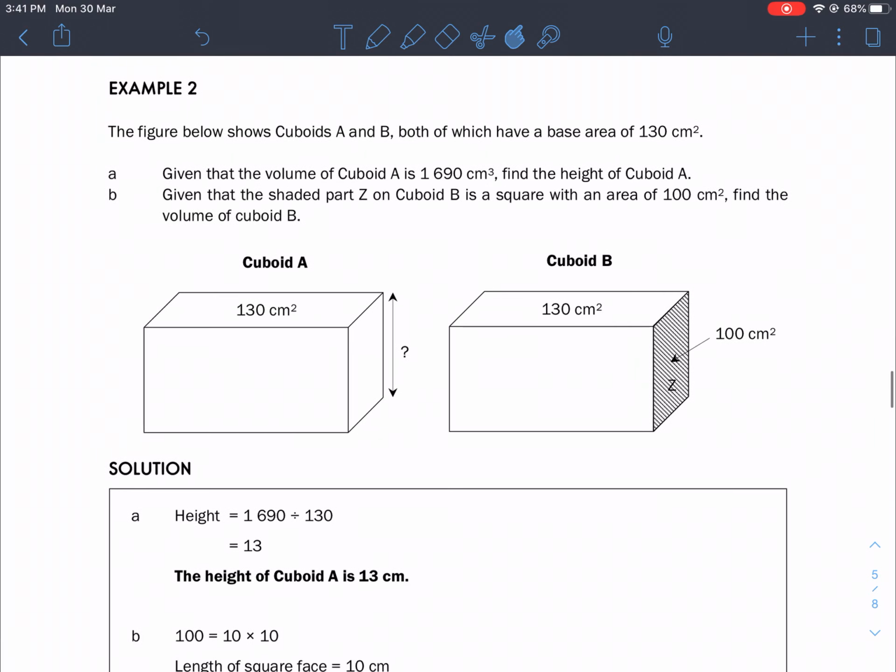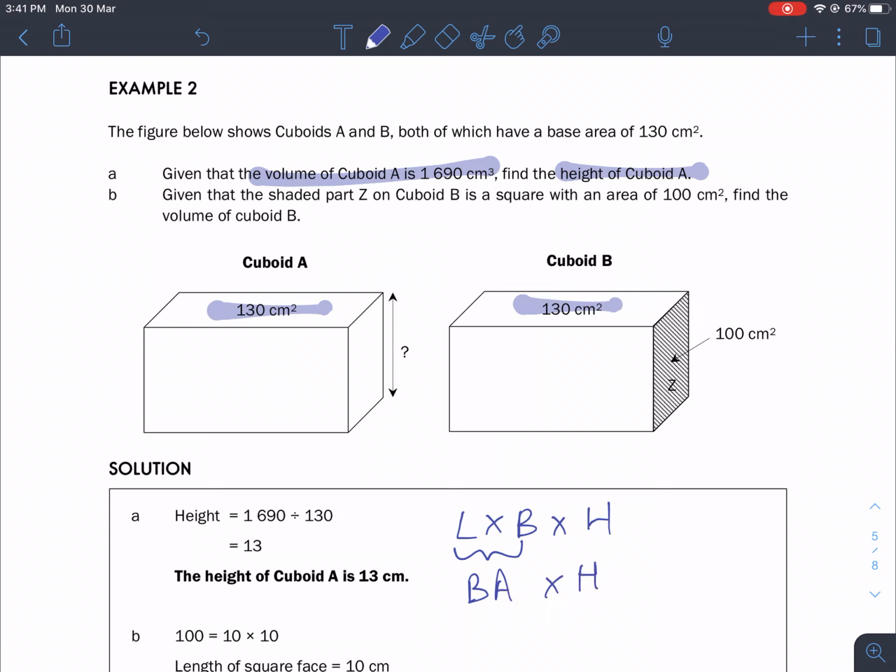The figure below shows cuboids A and B, both of which have a base area of 130 cm square. That's this part. Given that the volume of cuboid A is 1960 cm cubed, find the height of cuboid A. So applying the formula, length times breadth times height equals to volume, also known as base area times height. If you substitute the base area for 130, you'll be able to find the height, no problem. So this is just application of formula.